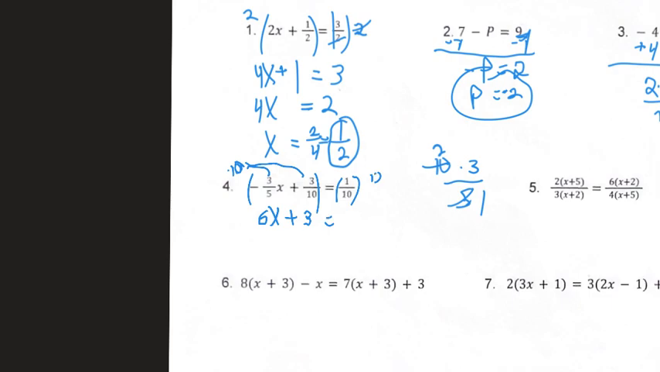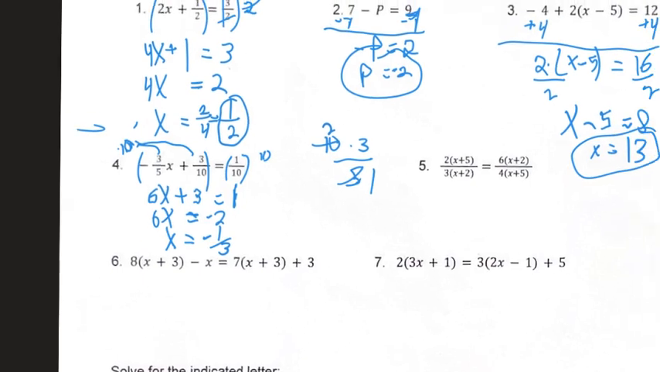and 10 over 10. 10 times 1 is 10. 10 over 10 is just 1. Get rid of the 3. 1 minus 3 is negative 2. And divide by 6. X is negative 2 over 6, or negative 1 over 3, if you simplify it.